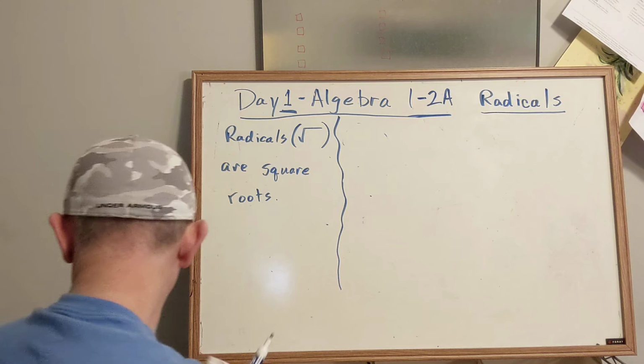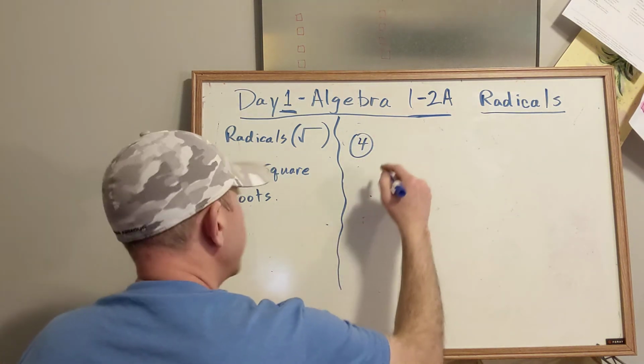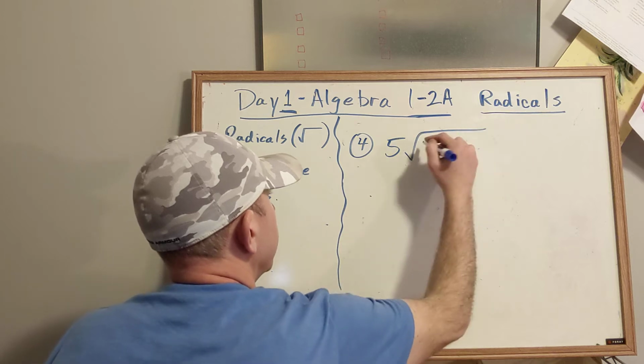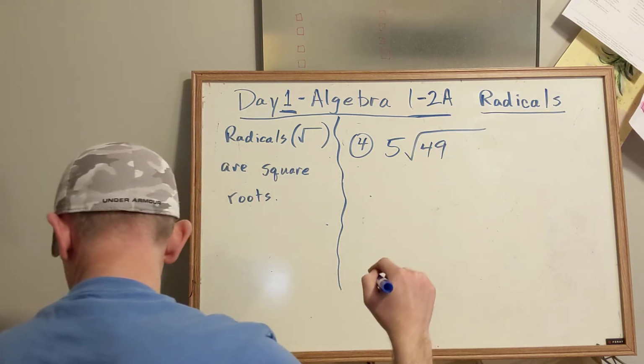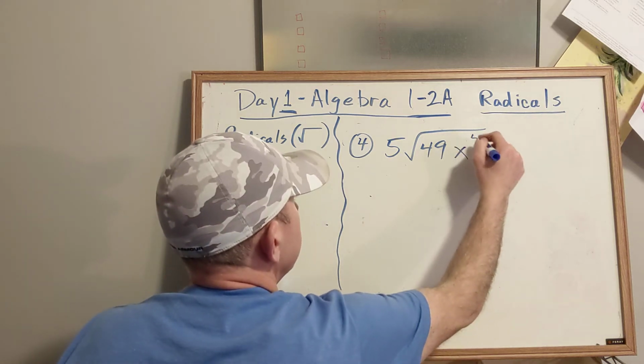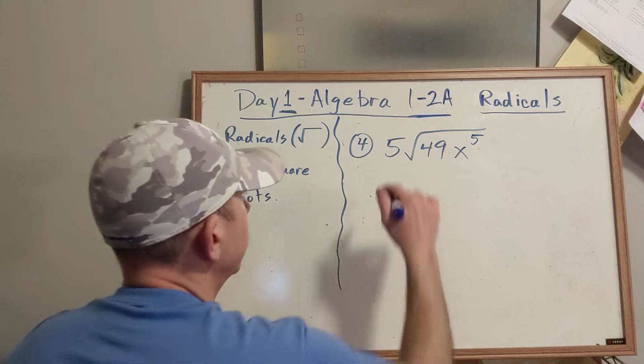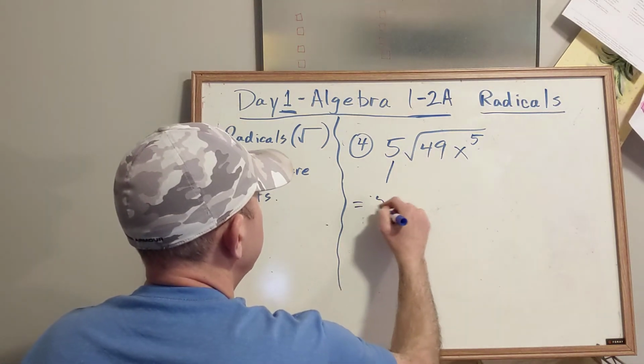All right, keep it moving here. Number 4. This time we have 5 radical 49 x to the 5th. Okay, so one more time with simplifying radicals, we're going to keep the 5 out here.